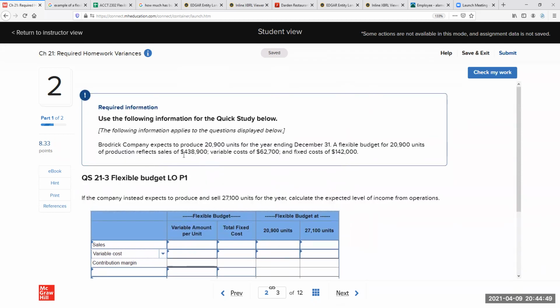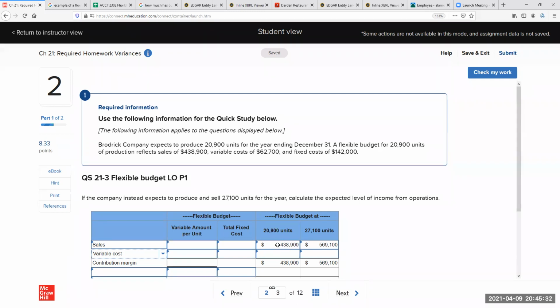Okay, so now let's see what we have here. What do they give us? A flexible budget of 20,900, and the production reflects sales of 438,900. That's our sales. So now I'm going to divide that. 438,900 divided by 20,900 means we're selling them for 21. Multiply that by 27,100 now, and the sales over here should be 569,100. So this is the sales for that many.